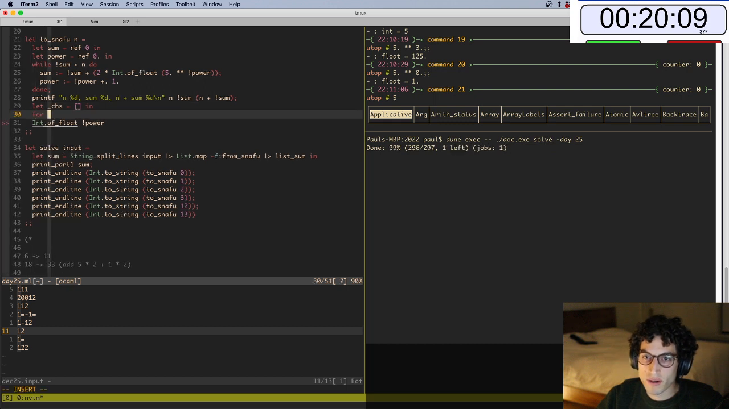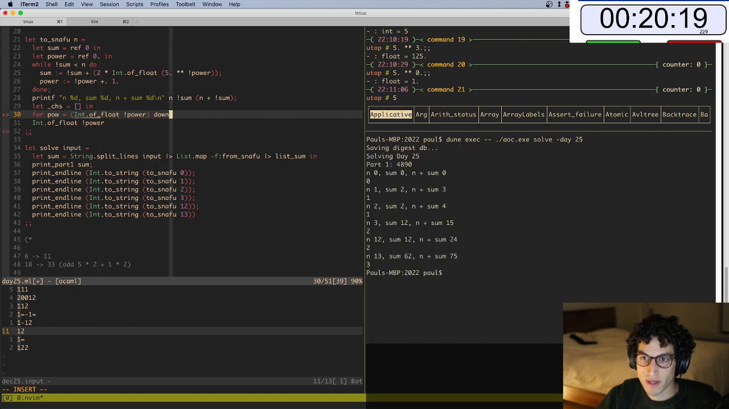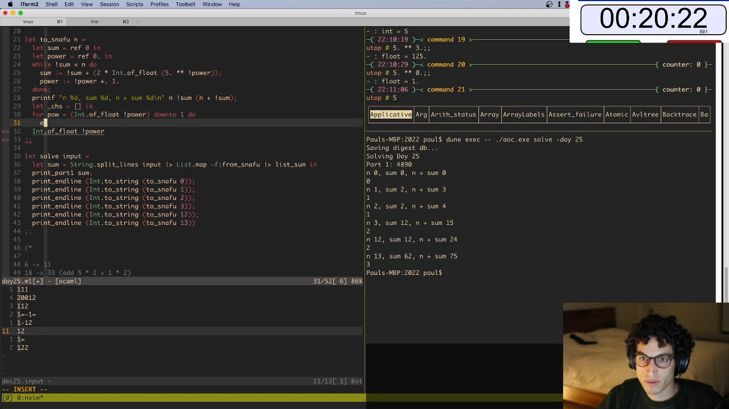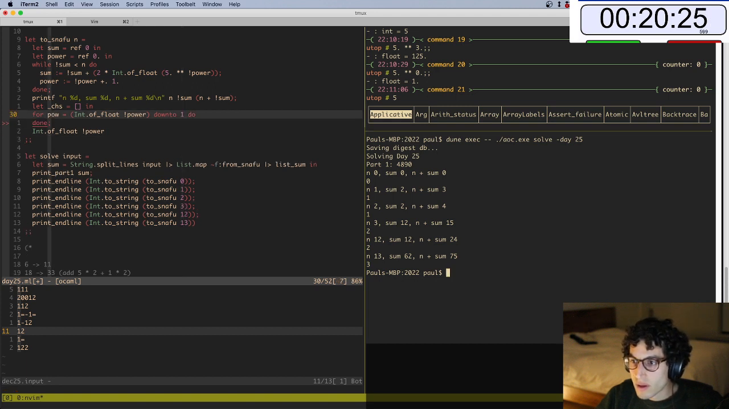For pow equals int of float power down to 1 do 3. 24, so we convert 24 to 4.